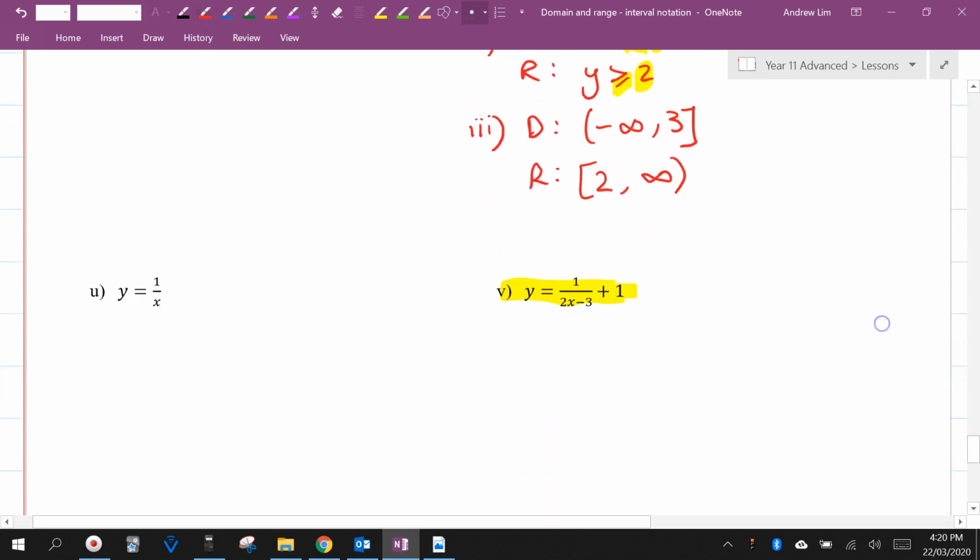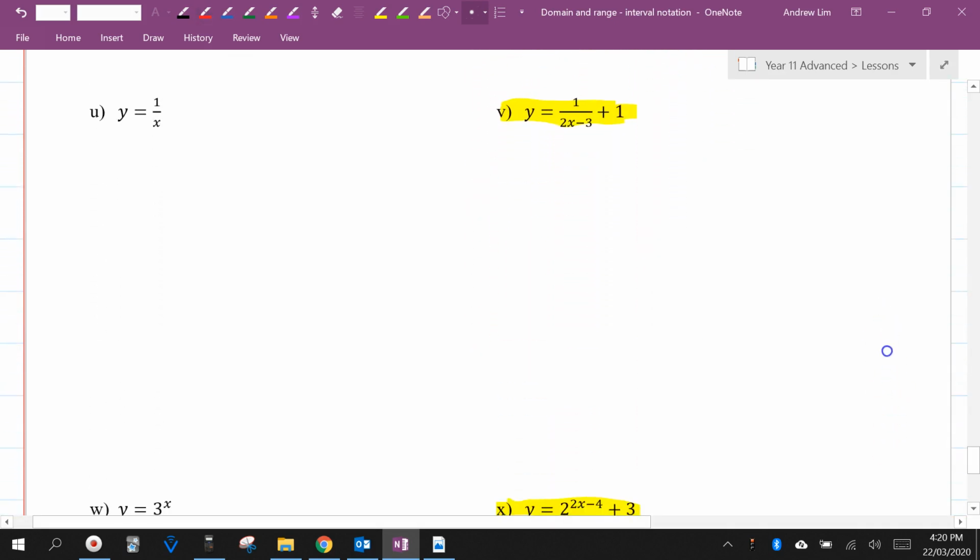Okay, question V. Here we have y equals 1 over 2x minus 3, plus 1, which is a hyperbola. And when we graph this, it'll look like this.